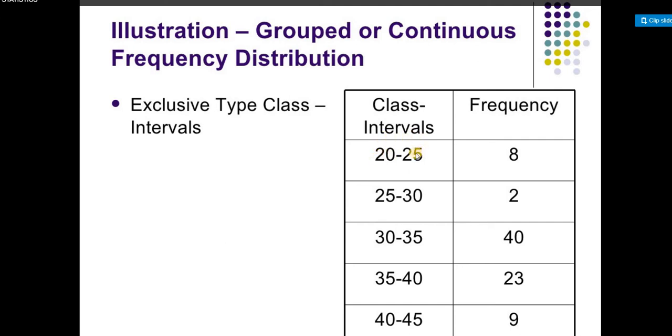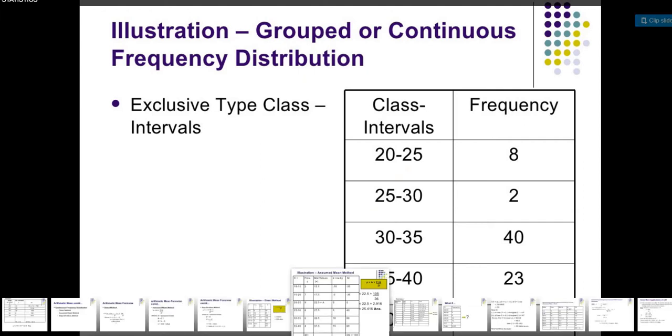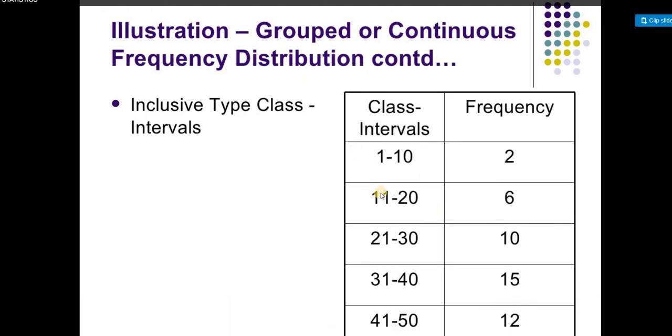Here we are calculating up to 24.9. If the number 25 comes, we will calculate it in this class. If it is 30, we will calculate in this class. If it is 35, we will calculate in this class. We will not calculate it in this class. We are calling it exclusive type class intervals. Then we know what is inclusive.